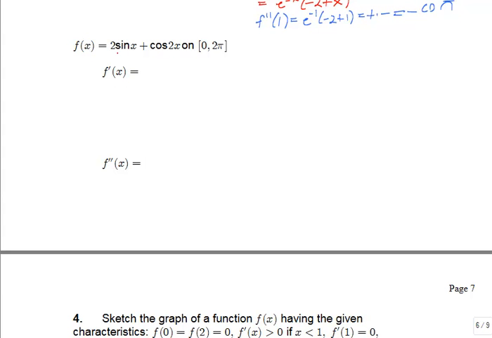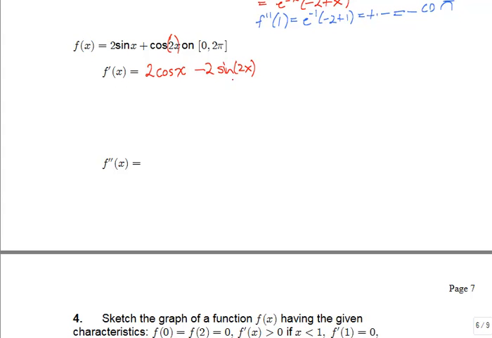So the derivative of 2 sine x, the 2 would stay there, and sine x becomes cosine x when you do its derivative. Then the derivative of cosine 2x, you need a chain rule on that because you've got a cosine and you've got that 2x. So the derivative of the cosine part would be minus sine. This is going to be minus sine of that same 2x. And then we'd have to multiply that by the derivative of 2x, which is just a 2. So I'm going to put that in front. So there is my first derivative.